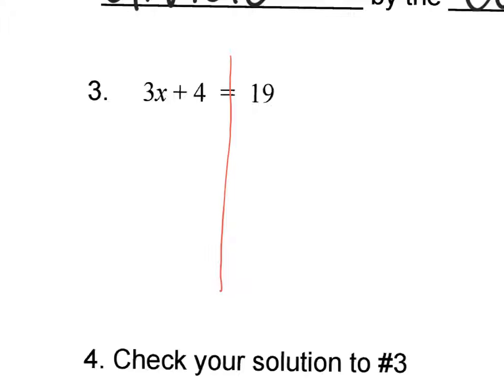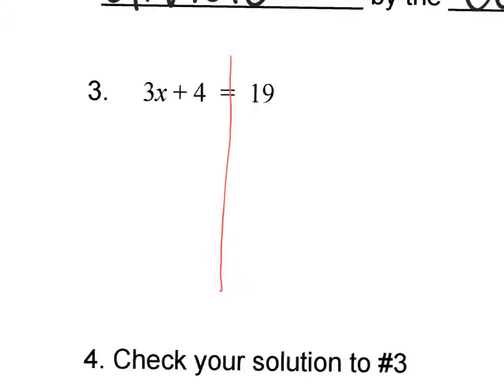Step 2 is to simplify. Is there anything I can simplify on this side? Can I combine 3x plus 4? No, they don't have the same last name. I can't combine an x with a guy with no last name. That won't work. So I can't simplify on the left. Can I simplify anything on the right? Well, there's only one number. There's nothing to simplify. So step 2, there's nothing to simplify. It's as simplified as it gets.